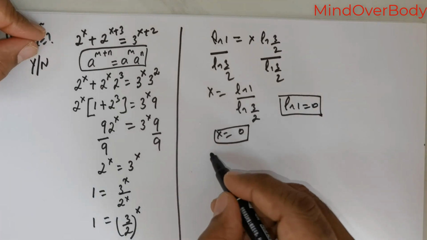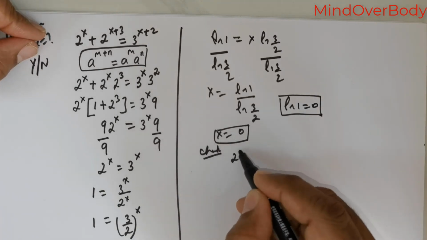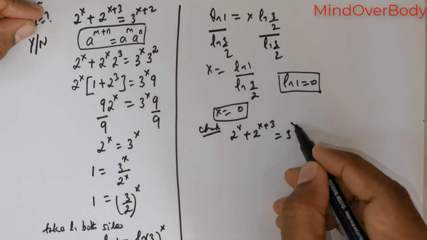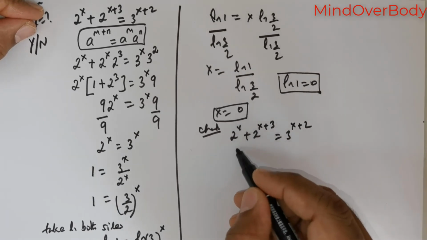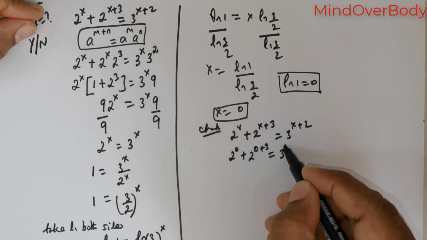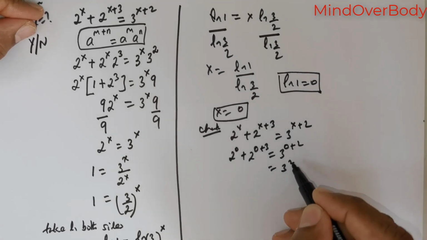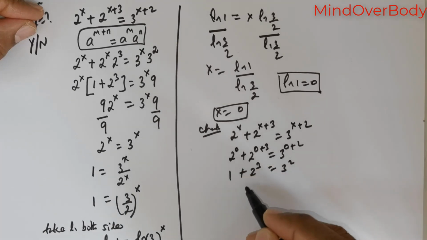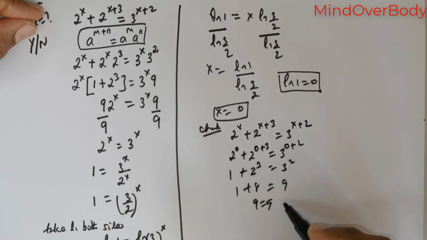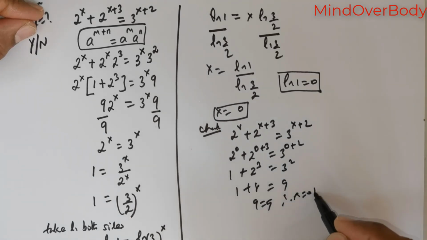Now let us do the check. We have been given 2 raised to the power of x plus 2 raised to the power of x plus 3 is equal to 3 raised to the power of x plus 2. I'm going to take x is equal to 0. 2 power 0 plus 2 power 3 is equal to 3 power 0 plus 2. This is 3 squared. This is 2 power 3. This is 1. This is 8 and 1. This is 9. So 9 is equal to 9. So therefore x is equal to 0.